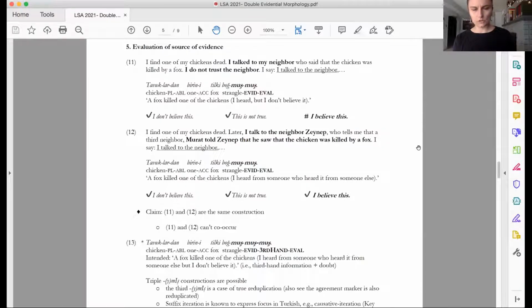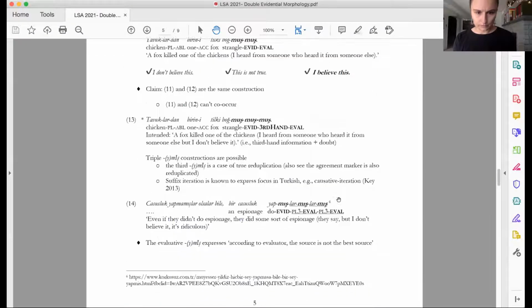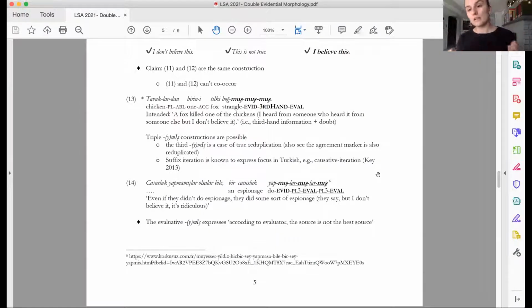I've just repeated the two contexts here in 11 and 12. Just to reiterate, in 11, I had this context where I, the speaker, had indirect evidence, but I find this not trustworthy. This is one context where I could use double mish, and the other context was this third-hand evidence context: I heard from someone who heard from someone else. And note the distinction between the commitment here. What I would like to argue is that these are not two separate constructions. These are the very same construction, and we can propose a unified analysis for them. Crucially, these two readings are not combinable, that is, they cannot co-occur. So I could not say something like, I have third-hand information for this proposition, but I don't believe it.